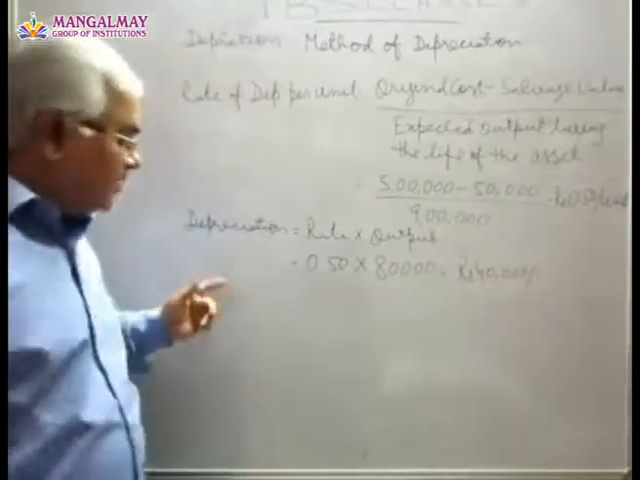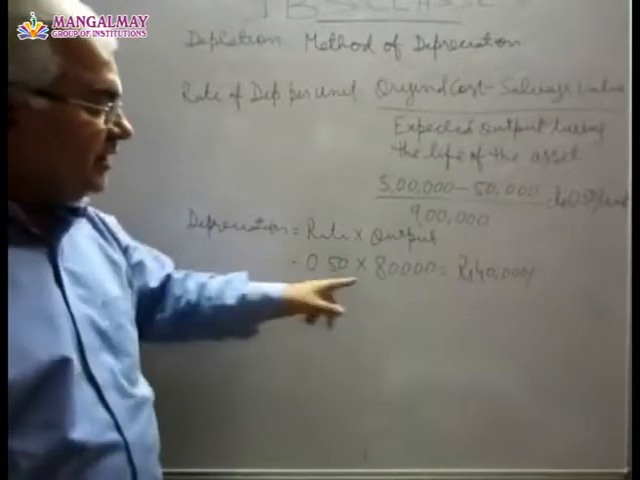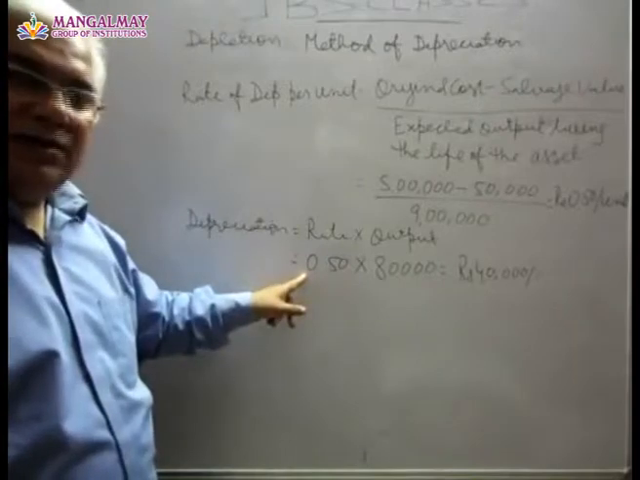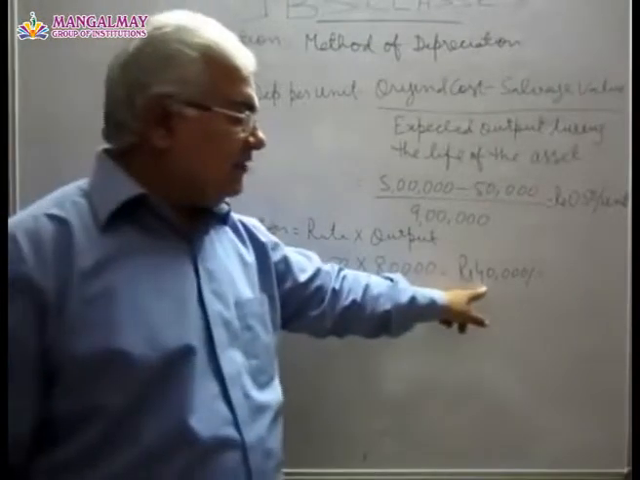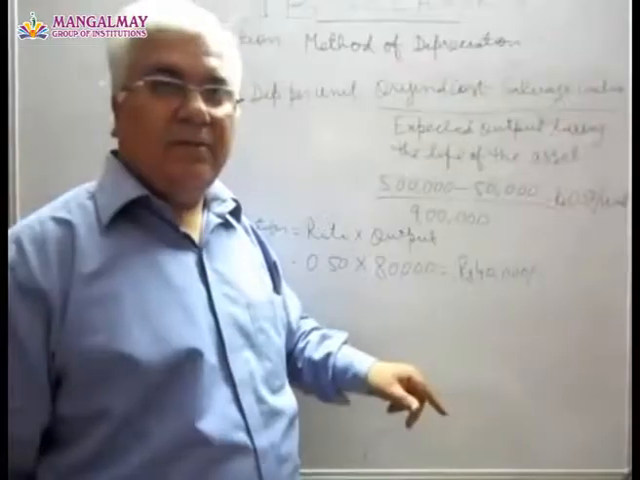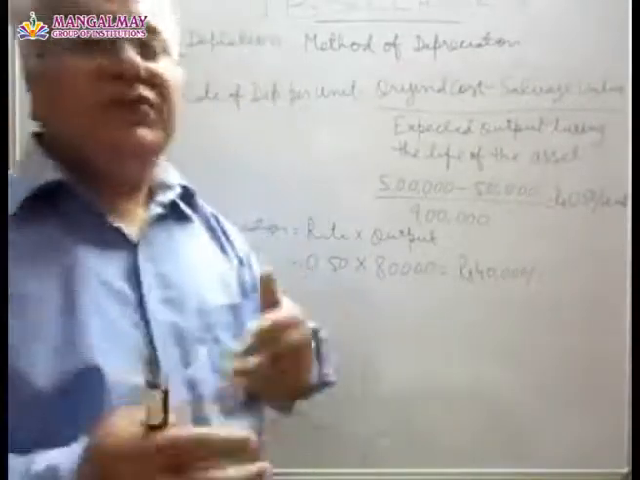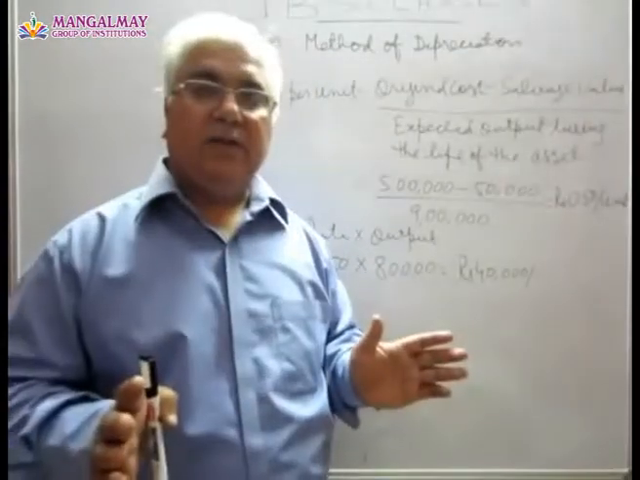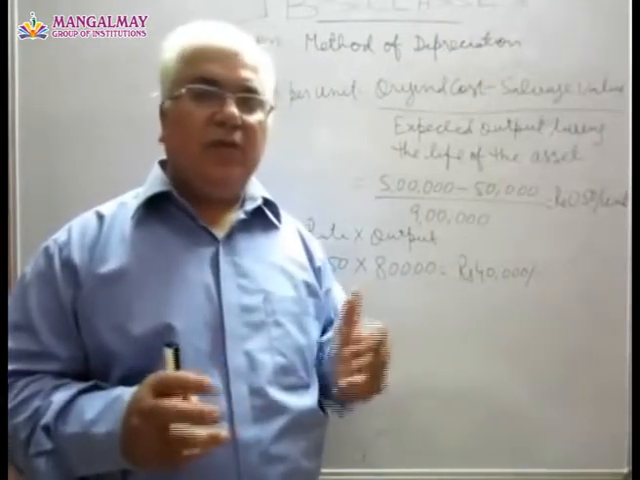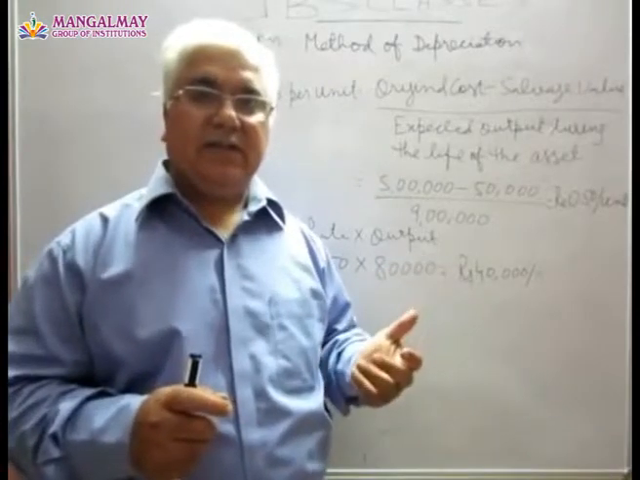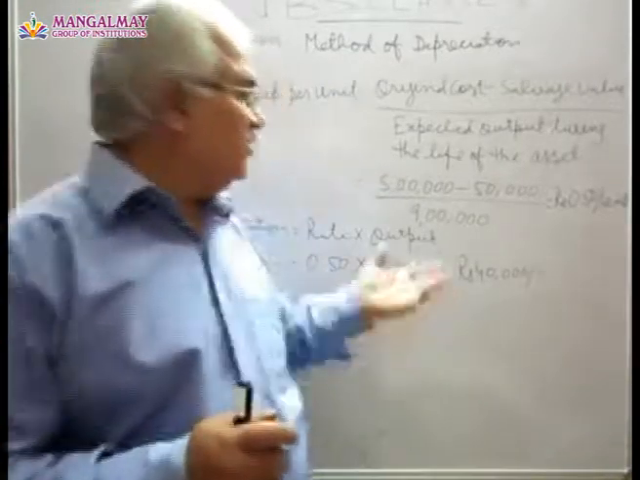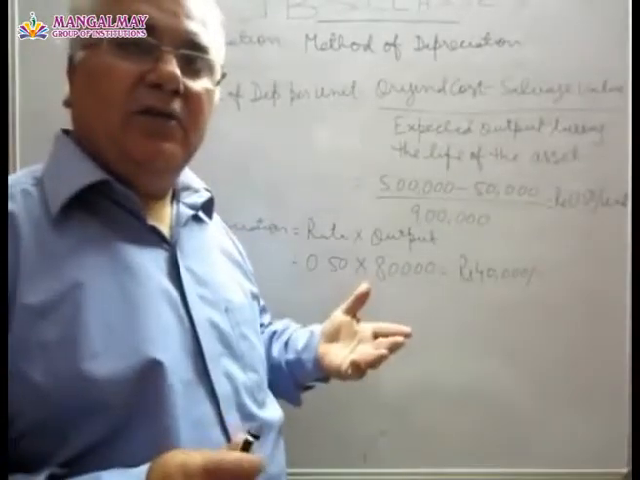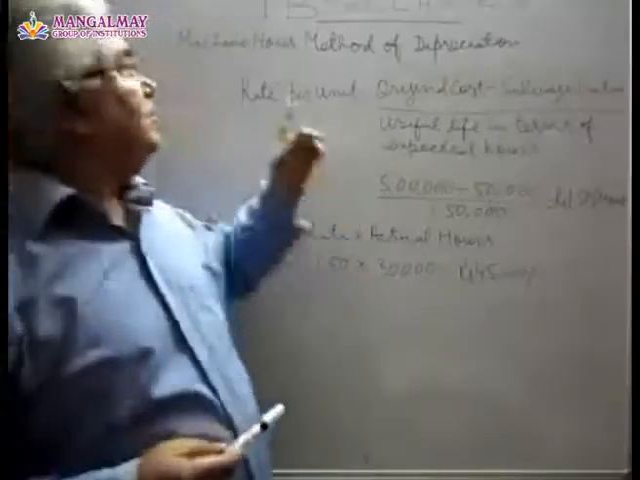For example, in a particular year, we have produced 80,000 units at the rate of 50 paisa per unit. That means we must charge 40,000 in this particular year. So depreciation varies from year to year depending on the amount of production we have done. Okay, this method is suitable only in case of wasting assets, right? So I think it's a fairly simple method, and now I will tell you about the other methods.